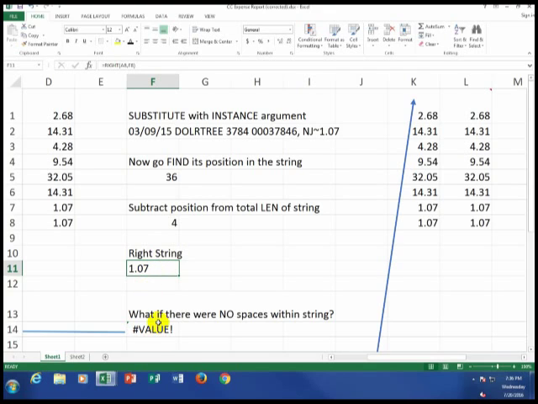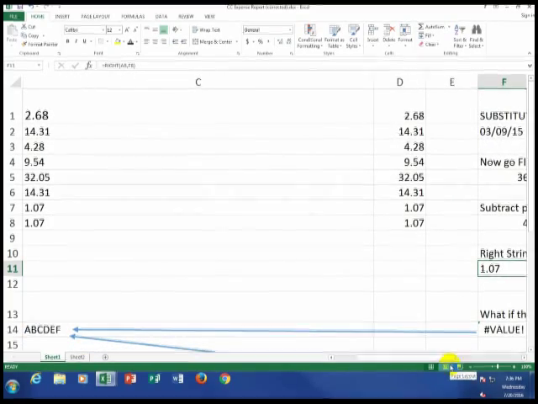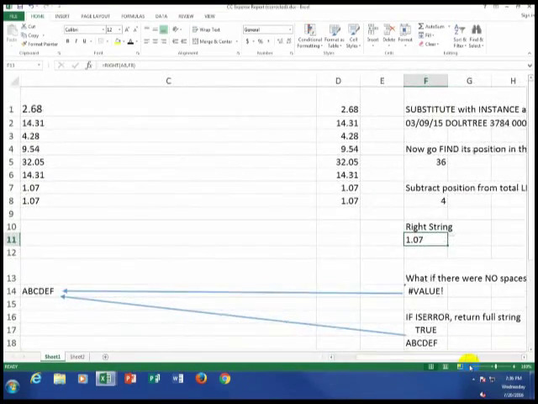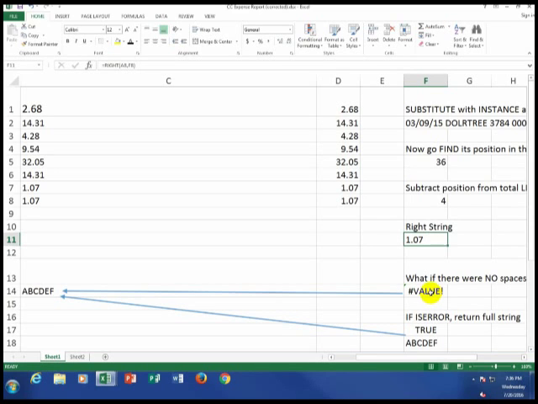Now, a little problem here with the way this function was created: what if there were no spaces within the string? You get an error. Now, I'm not going to go back to the original string; I'm just going to make it easier to see. Well, your first comment in your function was error. Yes, but that's why I'm asking the question, and I'm going to explain why the author of that function put in if is error, and I modified it somewhat.